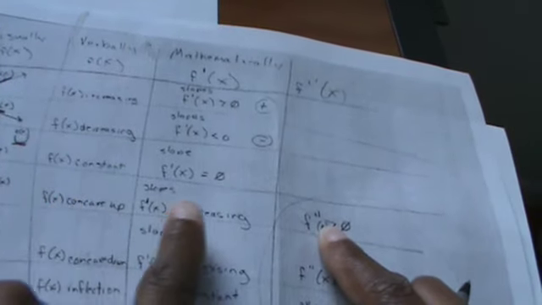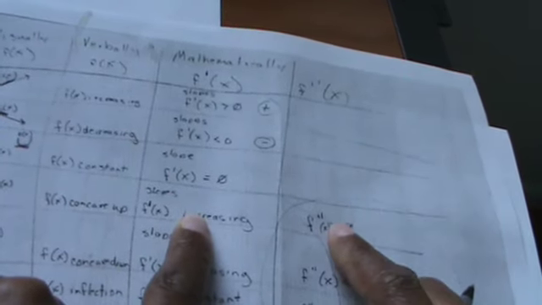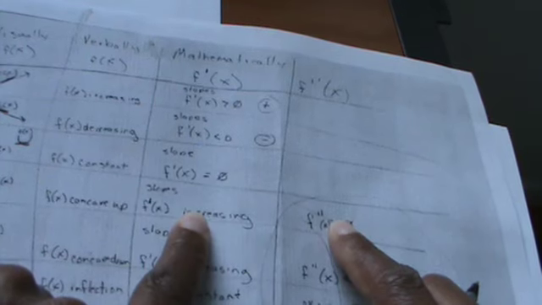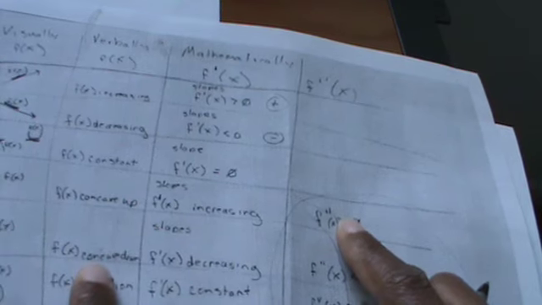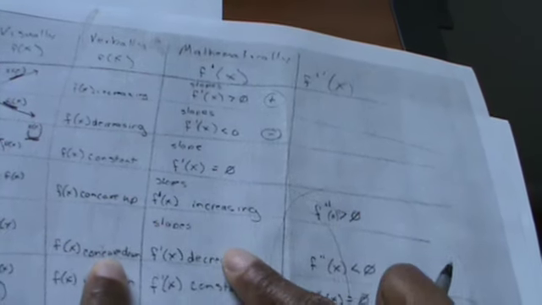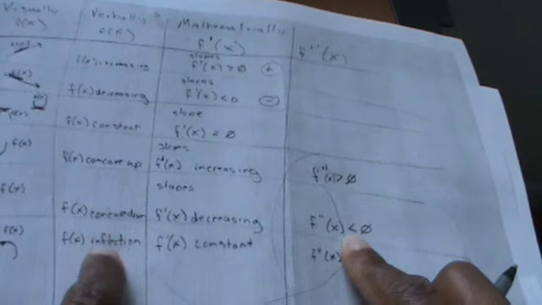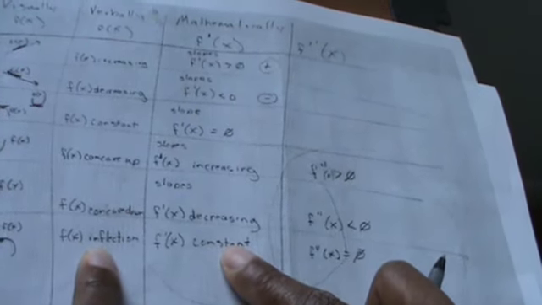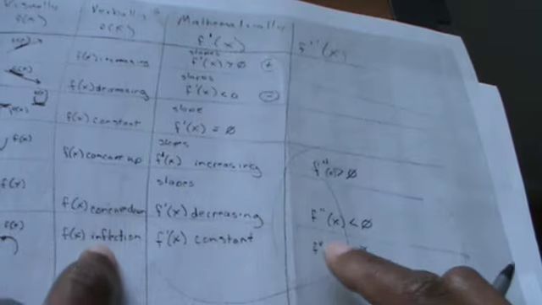Okay, f concave up, f prime increasing, the second derivative is positive. So the second derivative is just the derivative of the first derivative. You just take another derivative. So f concave down, f prime decreasing, the second derivative negative, and then finally f is at an inflection point, the first derivative is constant, and then the second derivative is 0. So the question is, how do they get this one?